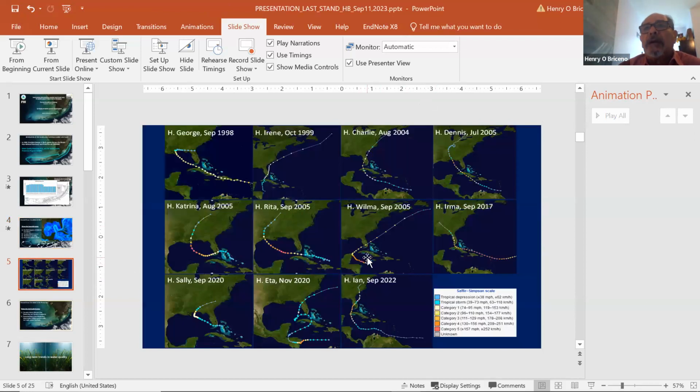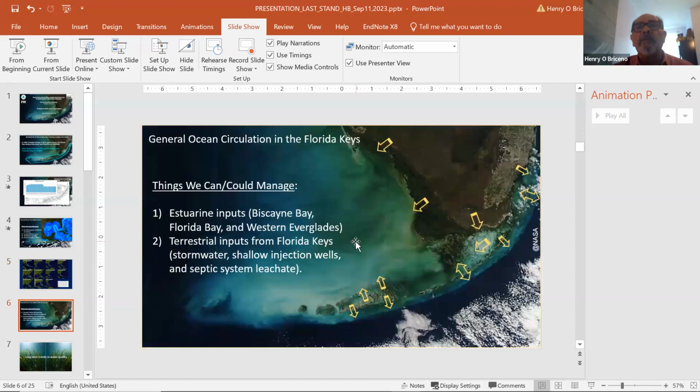Also, we cannot do a lot with hurricanes. They come, and they really cause major damage and major disruptions in our water quality. And some of those changes are very fast. They could go back to previous conditions in a matter of a few months or a few years, but sometimes they are permanent. They go beyond possibilities of coming back. There is no return.